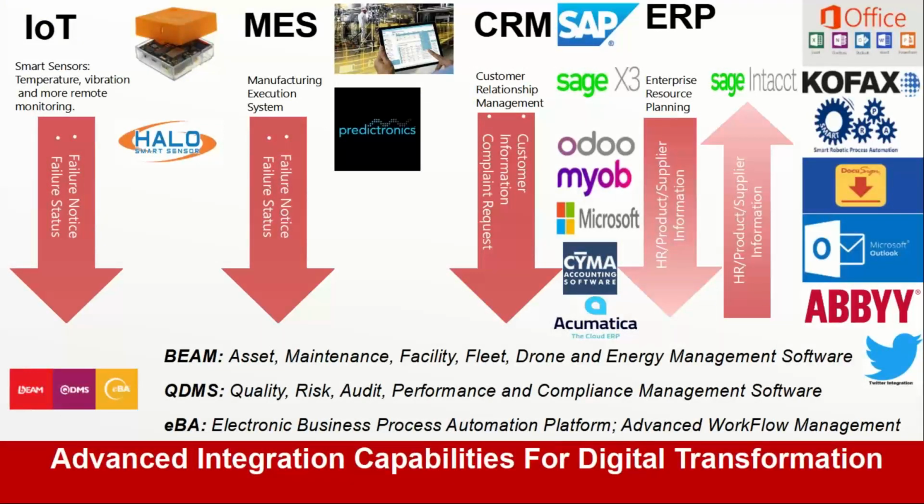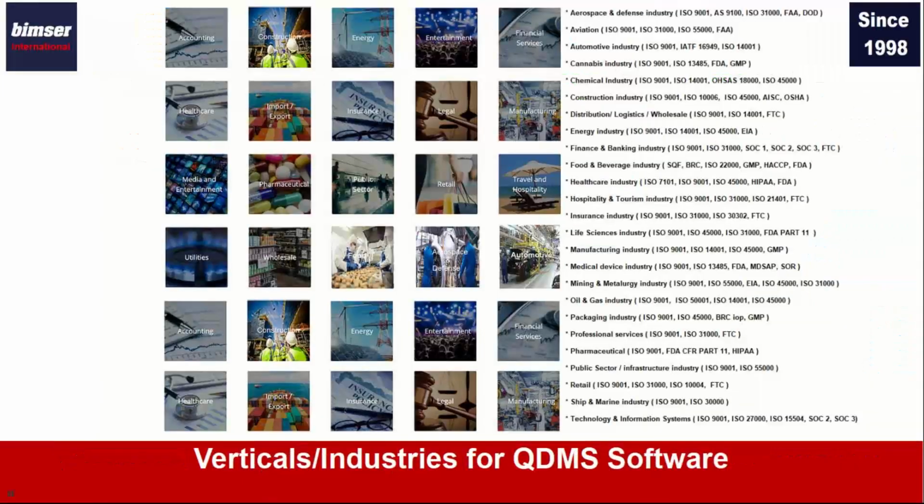QDMS has advanced integration capabilities. What it means is it has a modern technology and it is able to communicate and connect with other software systems that you may have at your organization. Your accounting system, your ERP system, QDMS can integrate, pull and push data, so you can avoid double entry and you can have an integrated management system. In addition, QDMS integrates with CRM systems, manufacturing execution systems, or IoT devices to automate your quality management system.